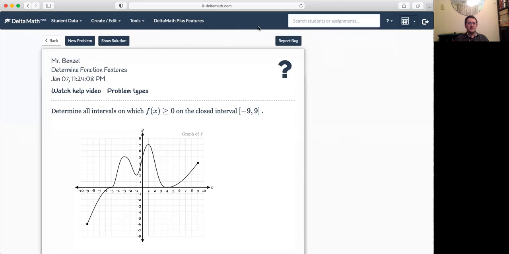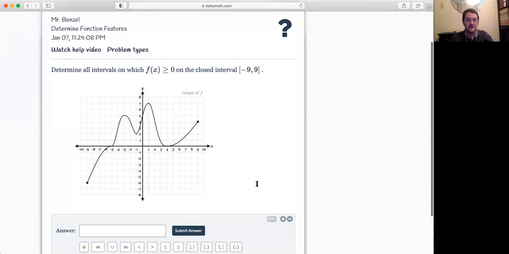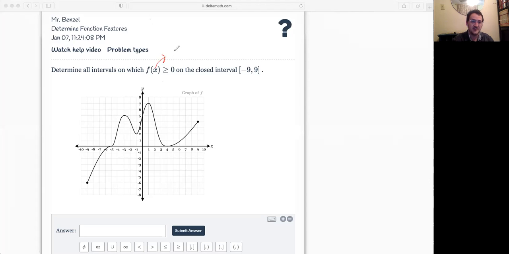One thing that's nice about Delta Math is that it has some nice interaction with the graphs, and these are actually going to build some really good conceptual understanding of derivatives graphically for you. So this is asking us to determine the intervals for which the function is greater than or equal to 0. I like to convert the geek speak into plain English. So this means that our y value is greater than or equal to 0.